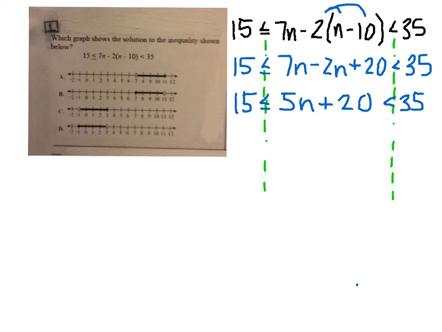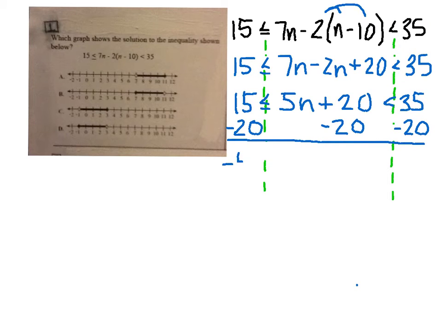So now I can start showing you the all sides method. In order to get this n by itself here, looking at this whole thing, I had to get rid of this 20. So I subtract 20 from all sides. So I subtract 20 here, here, and then again back here. Because it's a balance, you have to keep everything even. So here I end up with negative 5 less than or equal to 5n. This cancels out right here. Then over here, when I subtract, I end up with 15.